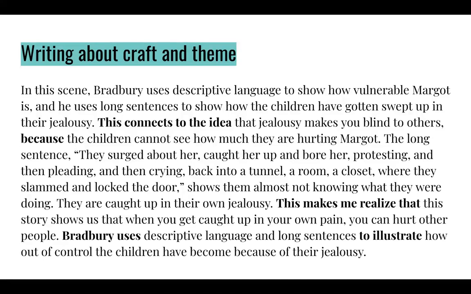And now I want to try to dig a little bit further. So I use this phrase like, "this connects to the idea." Good. I want to go back to my first thoughts about this story. "How does this connect to the idea that jealousy makes you blind to others? Well, because the children cannot see how much they're hurting Margot. The long sentence, 'they surged about her,' and so on, shows them almost not knowing what they were doing. They're caught up in their own jealousy. This makes me realize that this story shows us that when you get caught up in your own pain, you can hurt other people. Bradbury uses descriptive language and long sentences to illustrate how out of control the children have become because of their jealousy."